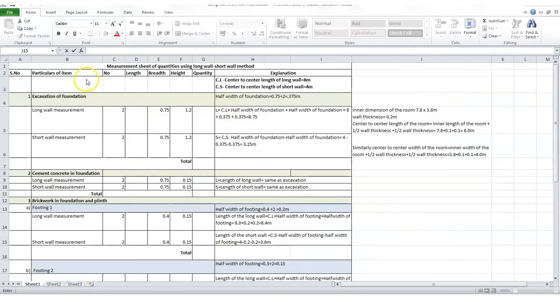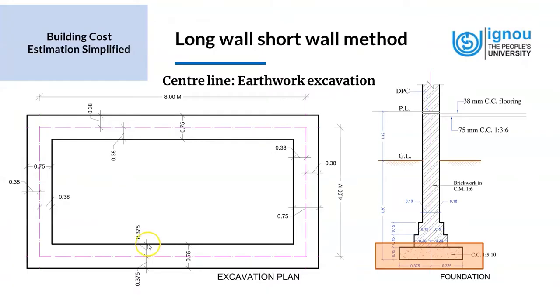So first we look at the measurement sheet that we have set up to find the items, the length, breadth, and height using the long wall short wall method. The center line is the center to center length of the long wall, which is 8 meters as we saw, and center to center length of short wall is 4 meters. For excavation of foundation, we found that the half width of the foundation is 0.75 divided by 2, which is 0.375. So we see that the half width is 0.375 here and 0.375 here.